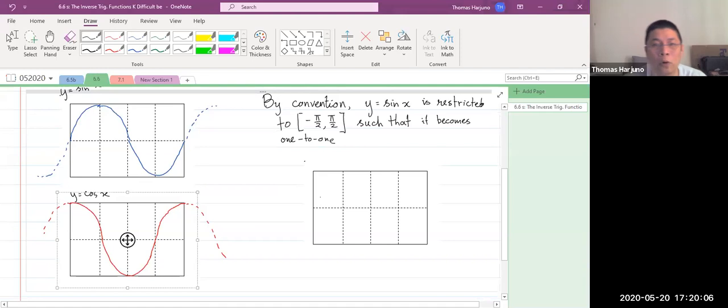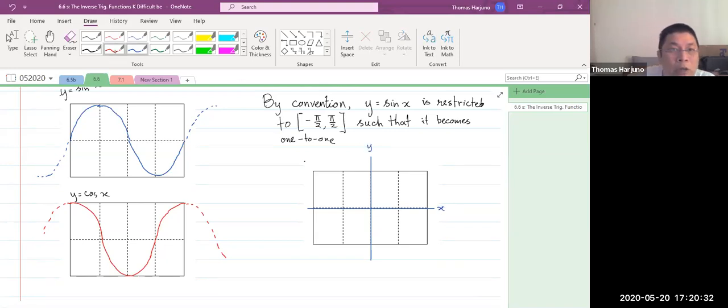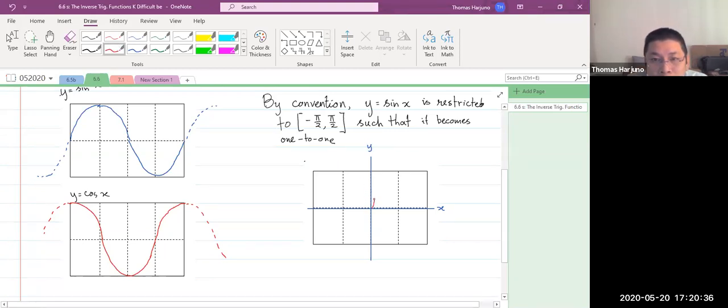Okay, so for sine, what they do is, suppose this is my x-axis, this is my y-axis, then they restrict the sine function to this domain, from negative pi over 2 to pi over 2. And notice that in this interval, sine becomes a one-to-one function. Right? Sine becomes a one-to-one function here.